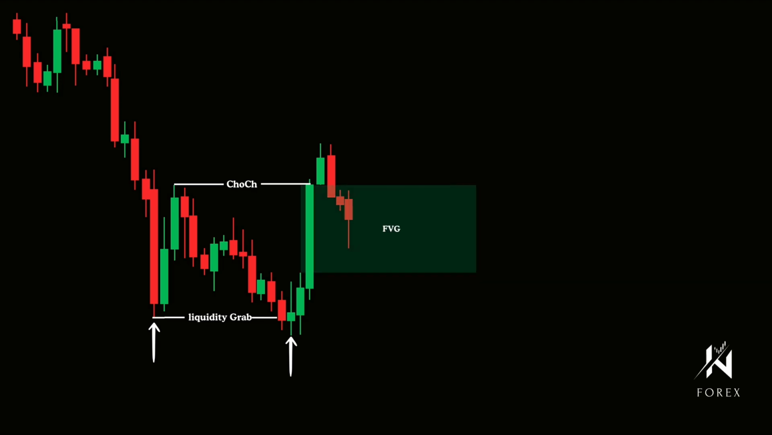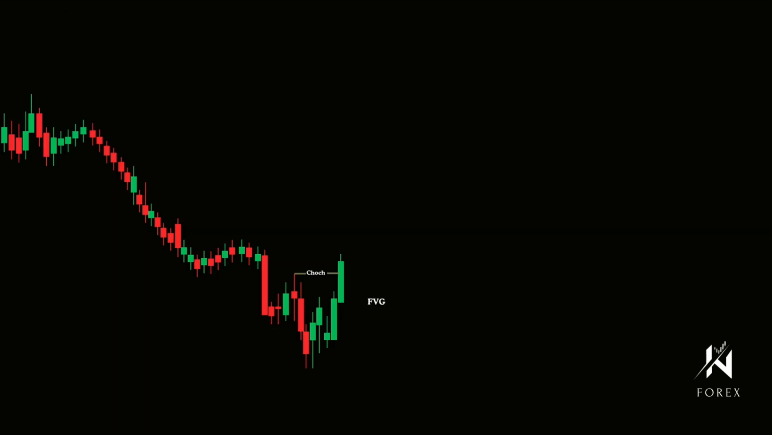Preparing for the long trade, waiting and confirmation. We patiently waited for price to return to this fair value gap area. Once it did, we zoomed into the 15-minute chart to look for entry confirmations. On the 15-minute time frame, the market formed a clear change of character, confirming that the short-term downtrend ended and price could continue pushing upward.